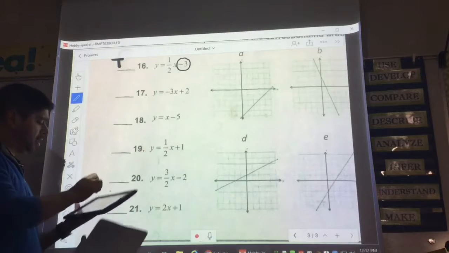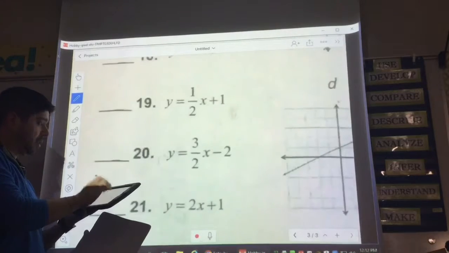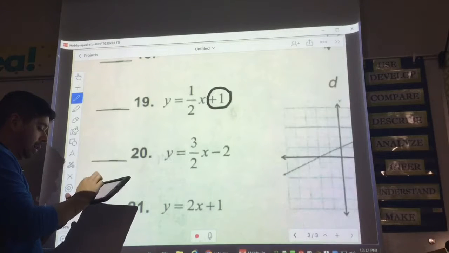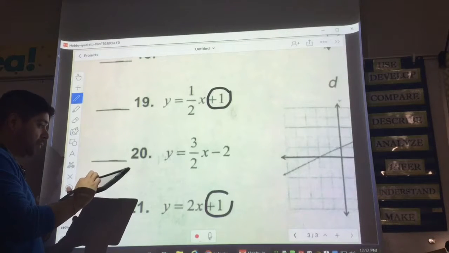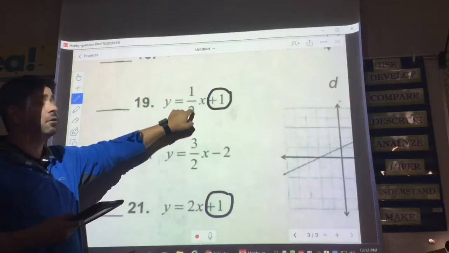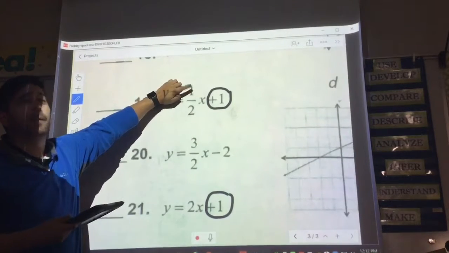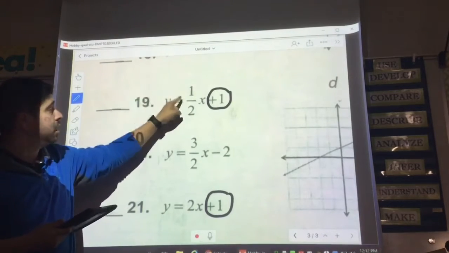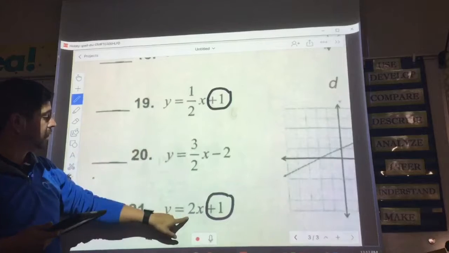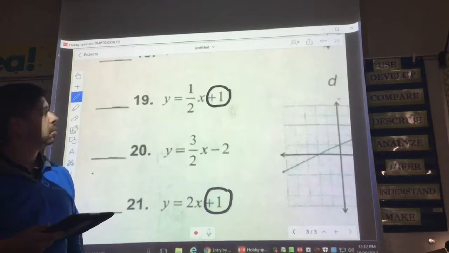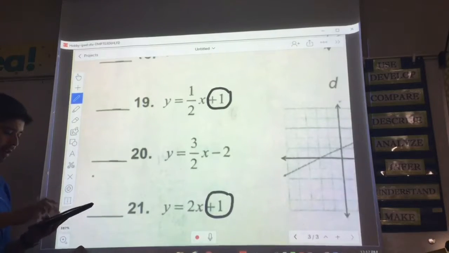Where you're going to need to be careful, though, is on number 19 and number 21. Why? Because they're both the same y-intercept. So you're going to have to now go to the slope. What does this top number mean? Does it go up or down? Up. It goes up 1 because it's a positive. This one is going to go up 2. So you have to figure that out down there.